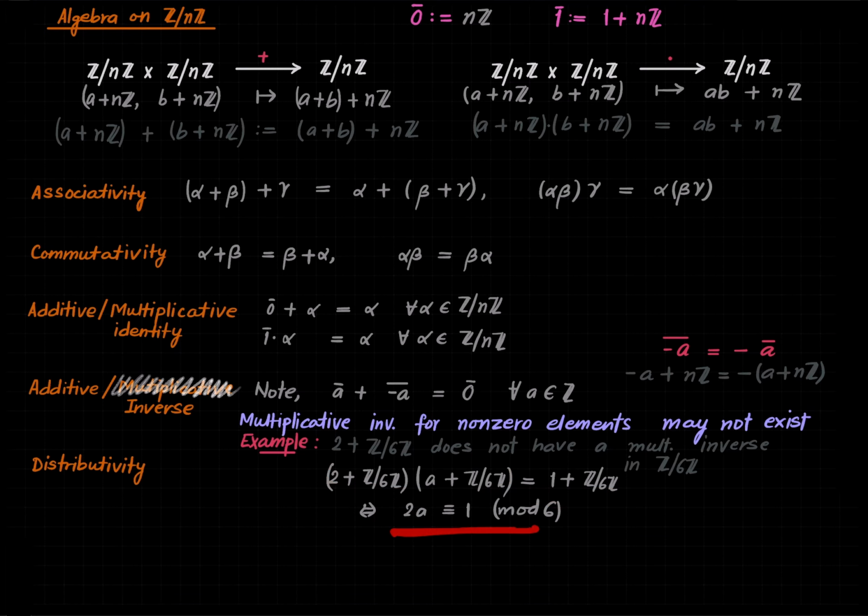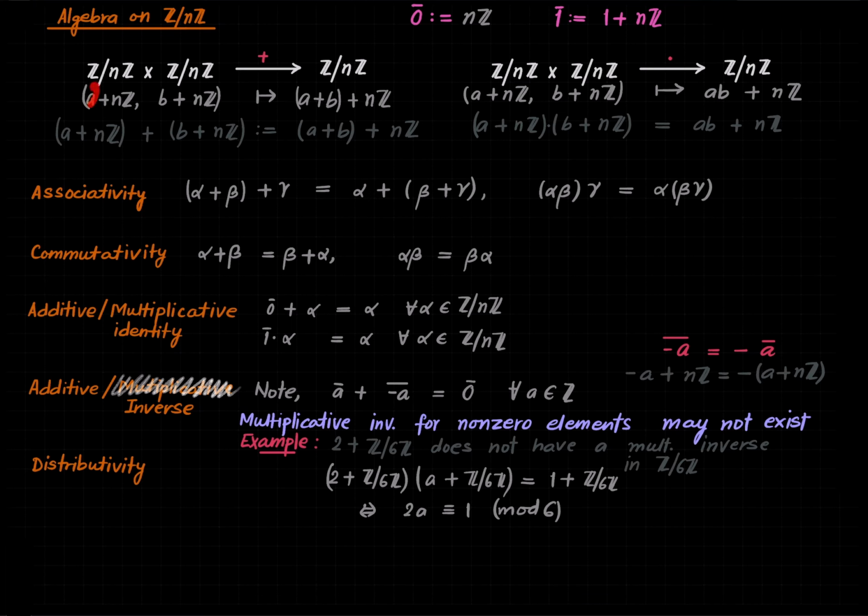But this cannot happen, because if this happened, then it would mean that 2a minus 1 is divisible by 6. In particular, therefore, 2a minus 1 would be divisible by 2. Anything that is divisible by 6 is divisible by 2. But this is clearly not divisible by 2. So that's it. Since I'm assuming that you know about inverses in modular arithmetic, you should be able to see that the elements in Z mod nZ which admit a multiplicative inverse are precisely those whose representatives are relatively prime with n.